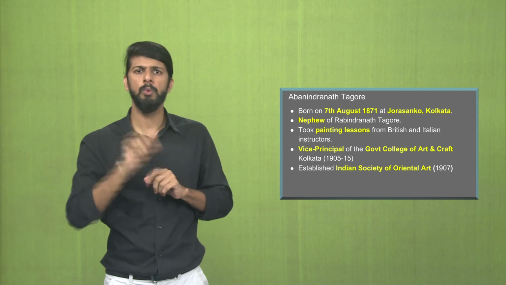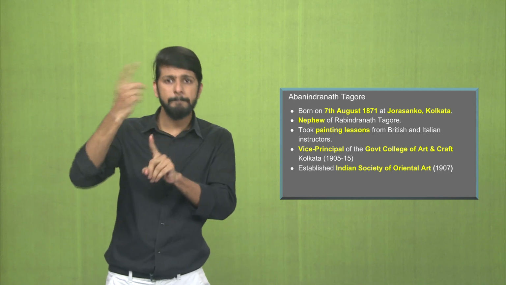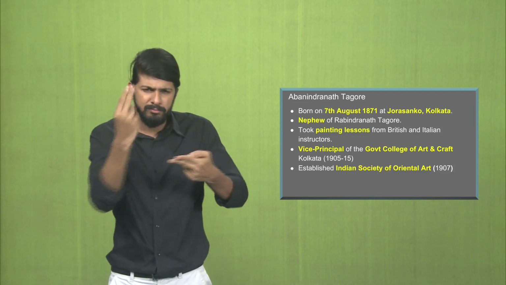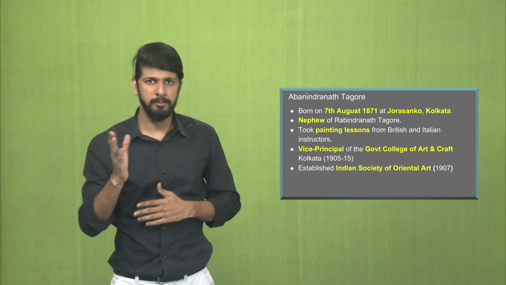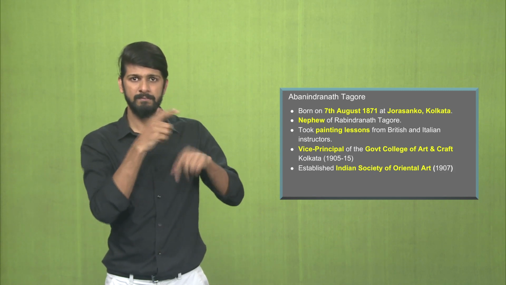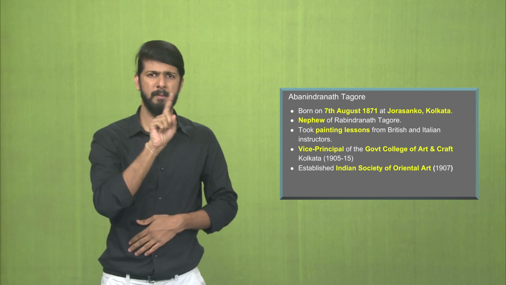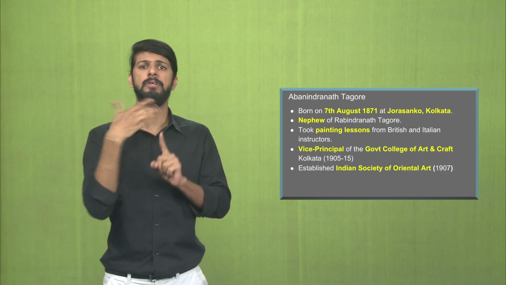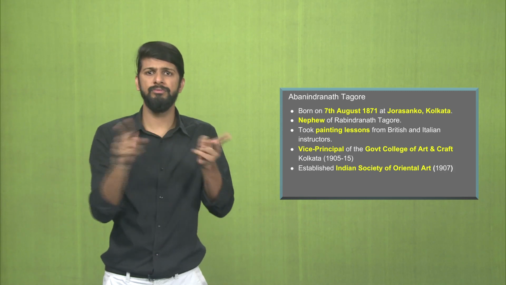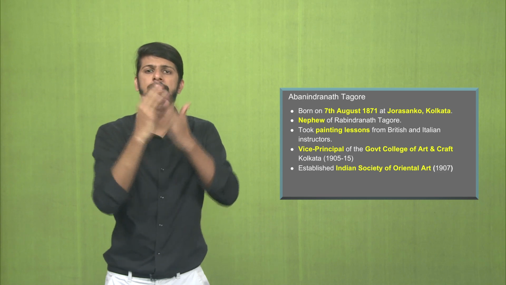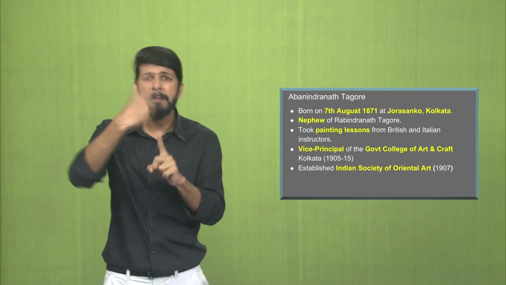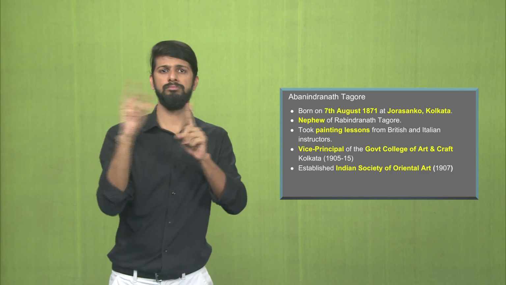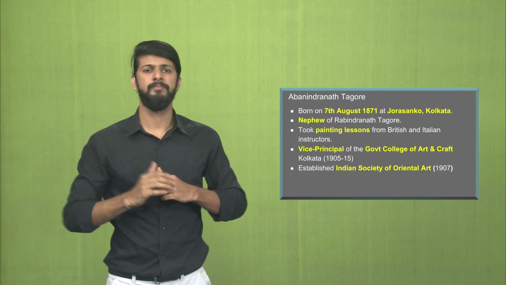Abanindranath Tagore took painting lessons from British as well as Italian instructors. Abanindranath Tagore was the vice principal of the Government College of Art and Craft, Kolkata for about 10 years, that is from 1905 to 1915. This was a government college which Abanindranath Tagore used to manage. He was the vice principal who led this college, being a role model artist himself as well as an educator at this college at Kolkata.